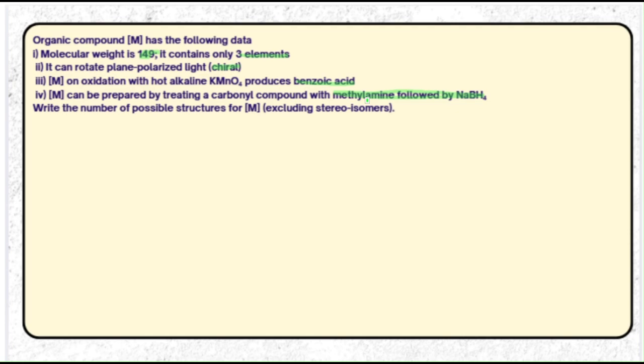How do we know that? Whenever a carbonyl compound reacts with methylamine followed by sodium borohydride, which is also called a reductive amination, you are adding the amine group, so methylamination in this case. So it has to form a secondary amine. That is the other information we got. Now, what is the question here? The actual question is you are supposed to write the possible structures for M excluding stereoisomers, because the molecule here is chiral. So we need to exclude the stereoisomers and find how many structures are possible for M.